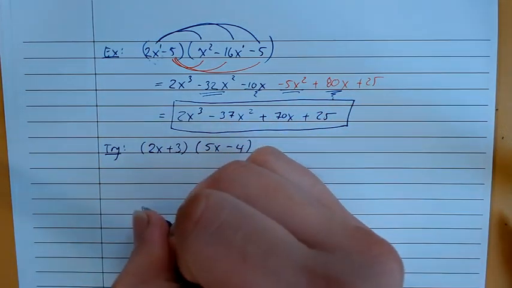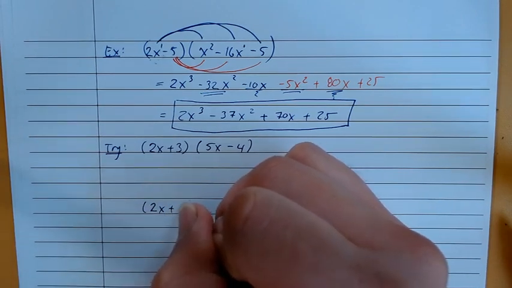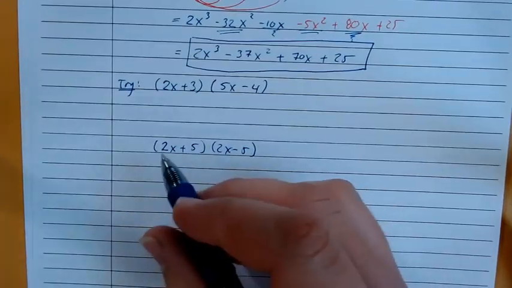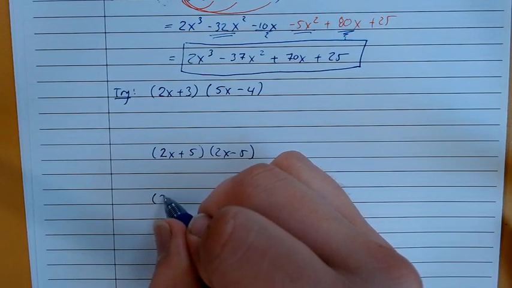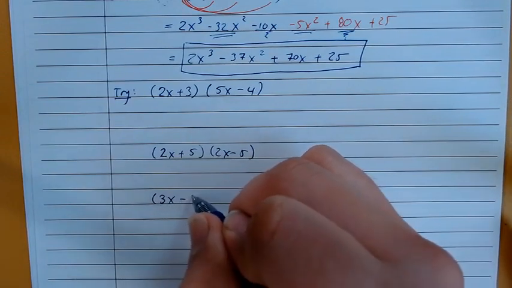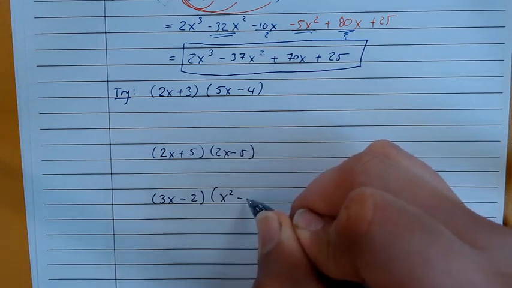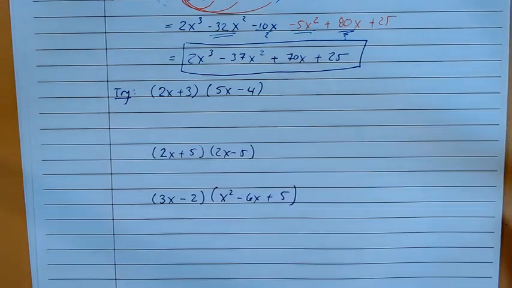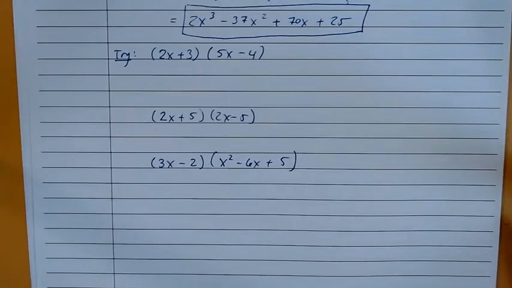Go ahead and try and multiply together, let's say 2x plus 5 times 2x minus 5. And then let's do one that's a little bit bigger. Let's have you multiply together, let's see, 3x minus 2 times x squared minus 6x plus 5. All right? So go ahead and go through that. Go ahead and pause the video, multiply those out.